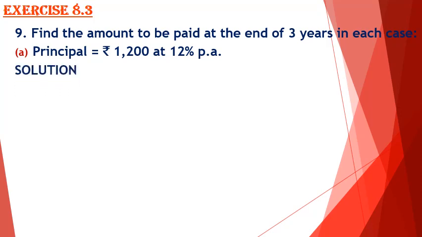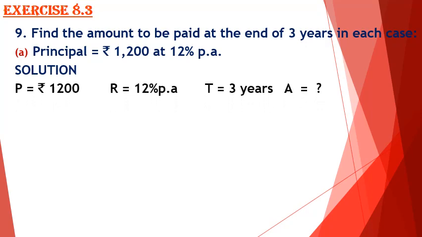First of all, what is given in the question, we can write it first. So it is given principal P equals rupees 1200. At 12% per annum means it is the rate of interest. That can be represented by the letter R. So R equals 12% per annum. Rate of interest is always calculated per annum, every year.